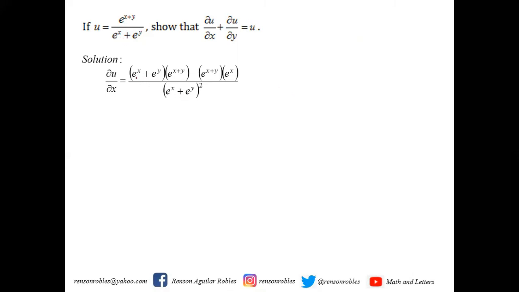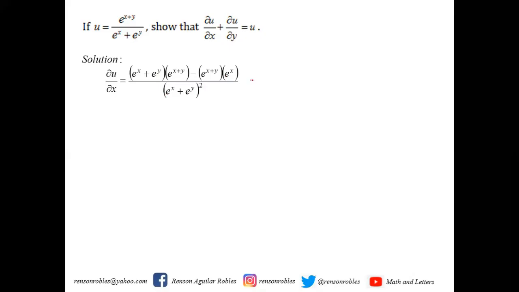So we shall have e to the x plus e to the y, this is our v, times the derivative of our u, e to the x plus y times derivative of x plus y in terms of x is 1, minus the numerator times the derivative of the denominator, okay, and that is e to the x all over e to the x plus e to the y square.